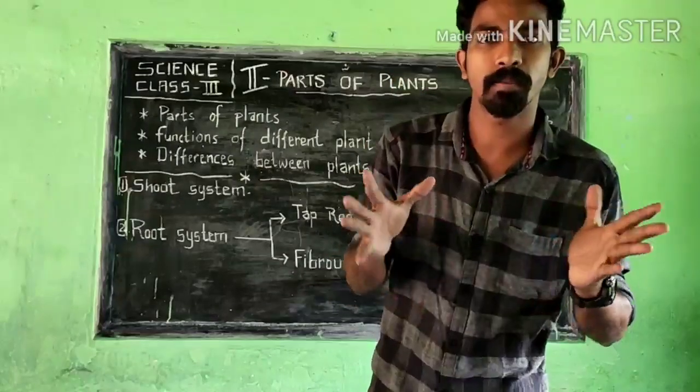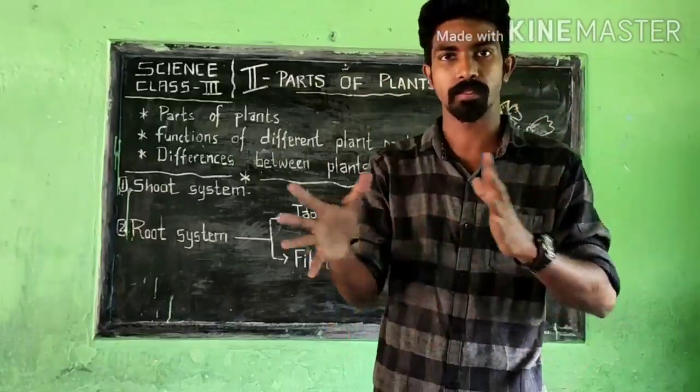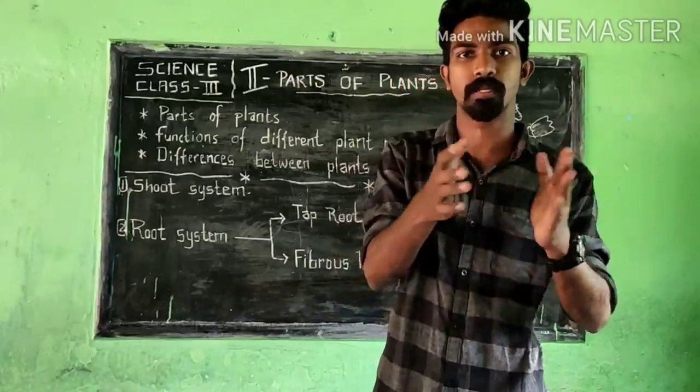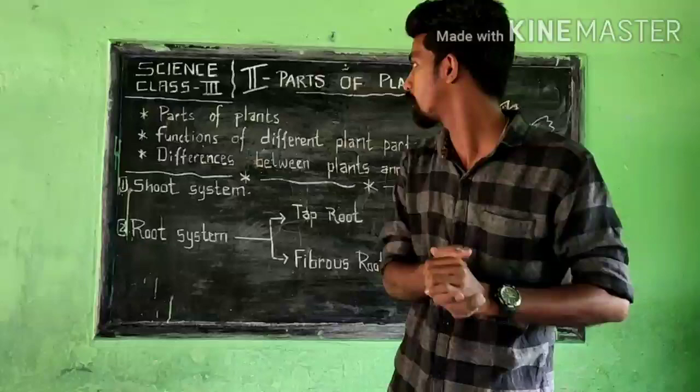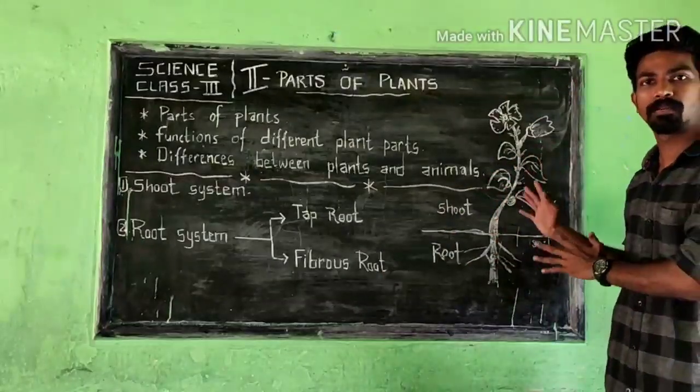In our body there are different body parts, like hands, legs, etcetera. These different body parts have different functions. The same thing is in plants also. Plants have different parts.